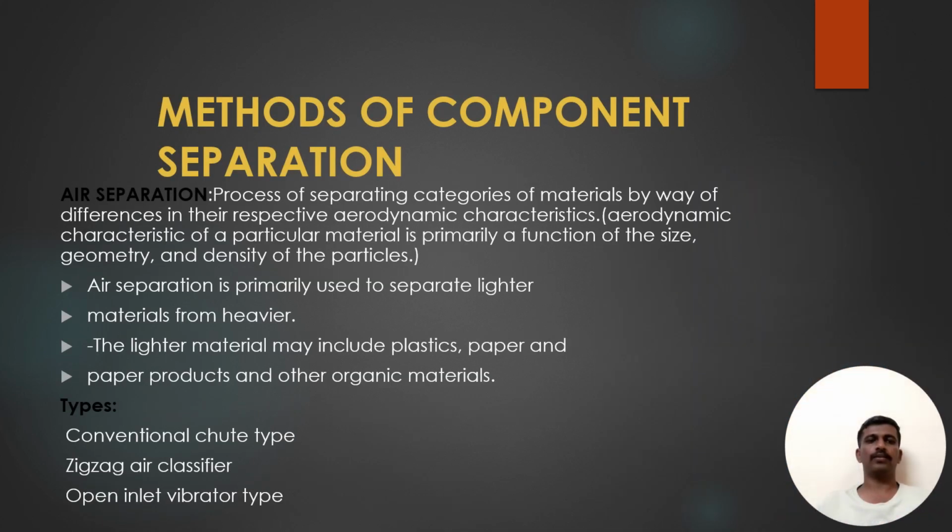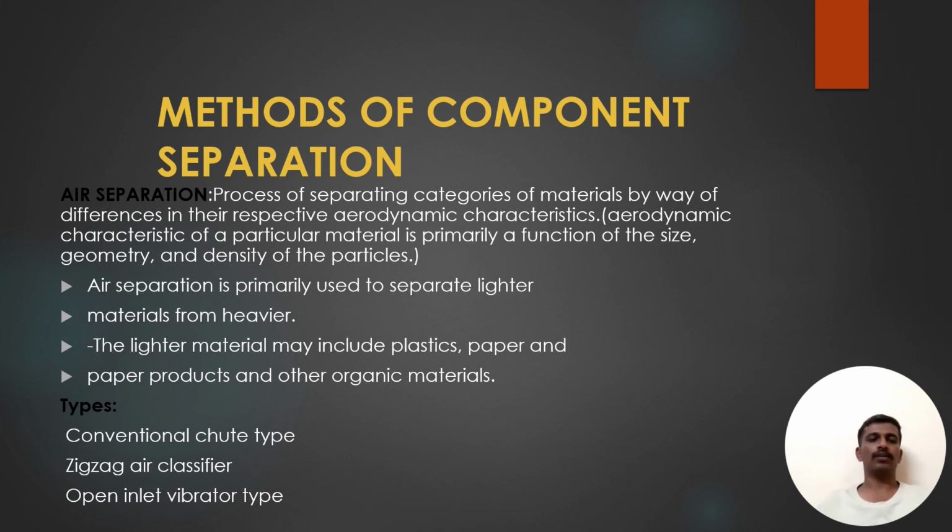Air separation. Air separation is the process of separating categories of materials by the difference in their respective aerodynamic characteristics. The aerodynamic characteristics of a particle are primarily a function of the size, geometry and density of the particle. Air separation is primarily used for separating lighter material from heavier material. The lighter material may include plastic, paper and paper products and other organic materials.